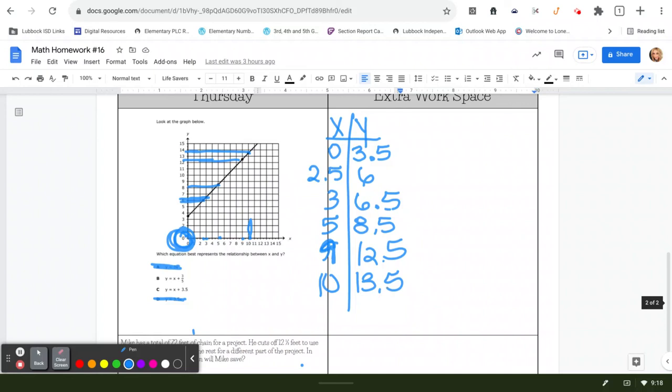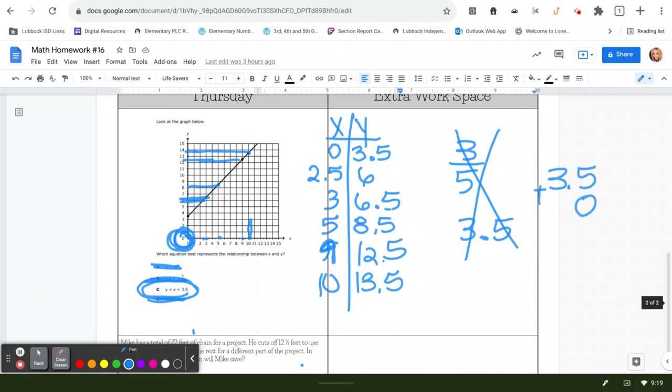Okay, the nice thing is that they gave us multiple choice, but I can see my options are x plus 3/5. Does that make sense? Is this the same as this? No. So I know it can't be B. It's plus 3 5/10. And I know that because 3 5/10 plus 0 gives me 3 5/10. 2 5/10 plus 3 5/10 gives me 6 wholes. So my answer is C.